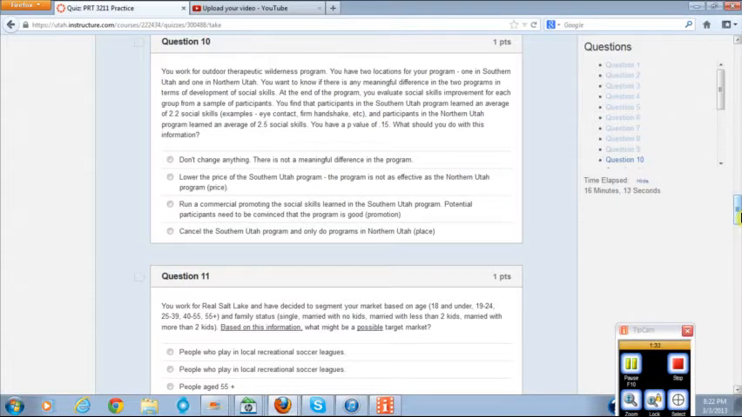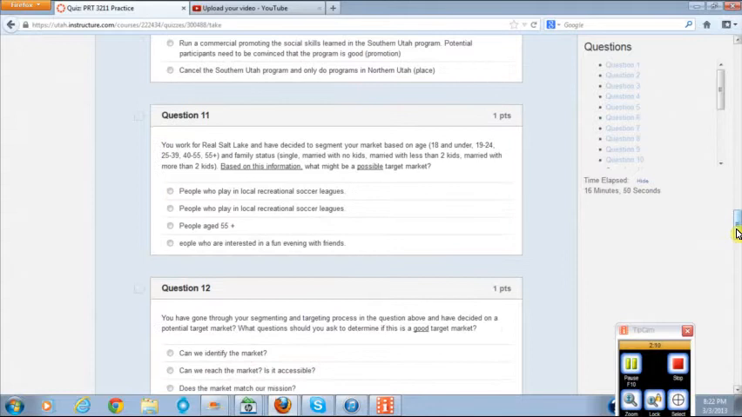We want it to be below 0.05, which basically says if it's less than a 5% chance that if we were to run this data again, we'd get a different answer. So if it's below 0.05, we can say there is a meaningful difference. If it is above 0.05, we would say there is not a meaningful difference. So in this case, it is above 0.05. That means there is not a meaningful difference. Our answer, therefore, don't change anything. There is not a meaningful difference in the program.